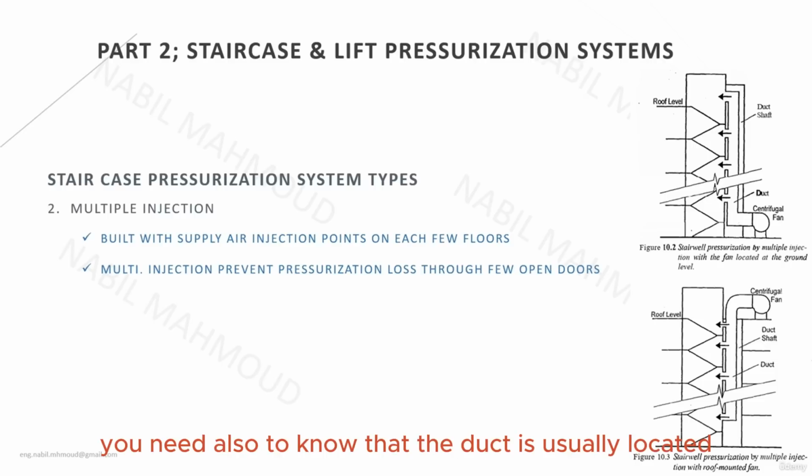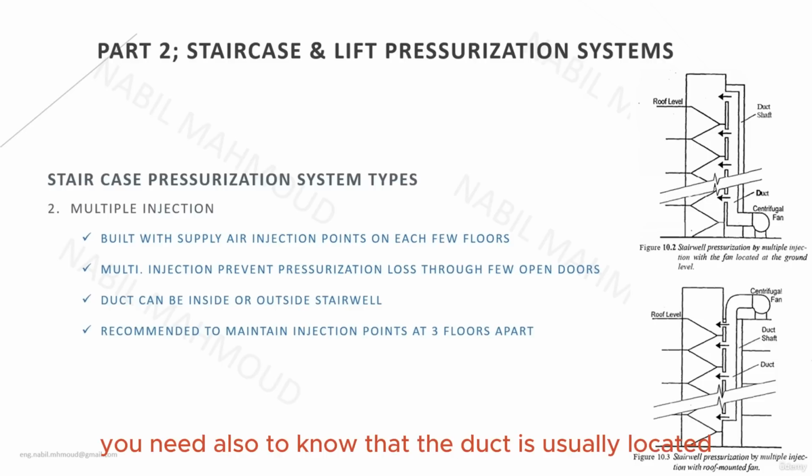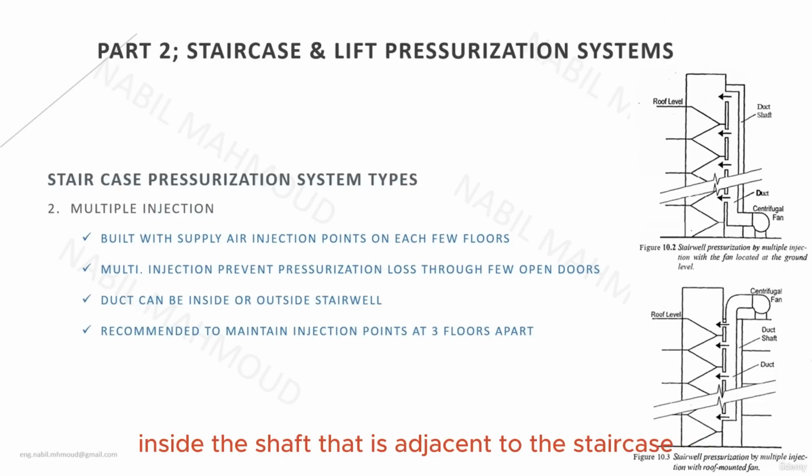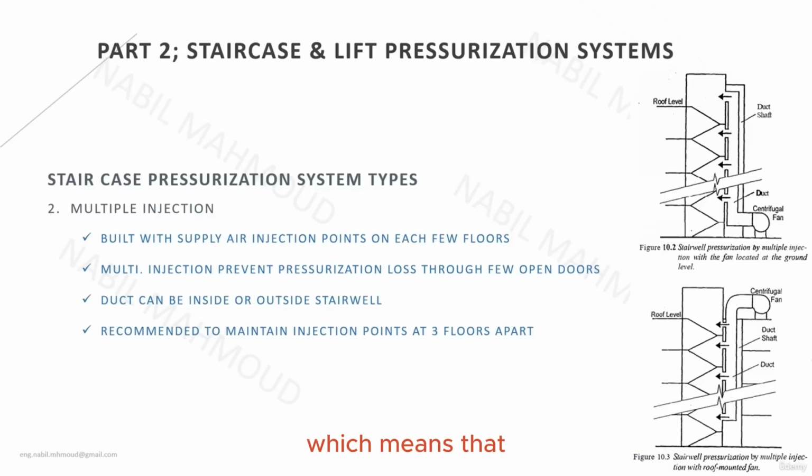You need also to know that the duct is usually located inside the shaft that is adjacent to the staircase. However, it can be inside or outside the staircase. It is highly recommended also to maintain the injection points at 3 floors apart, which means that if you have a building consisting of 9 floors, you will have 3 injection points. If you have a building consisting of 15 floors, you will have 5 injection points, and this is recommended in accordance with ASHRAE requirement.